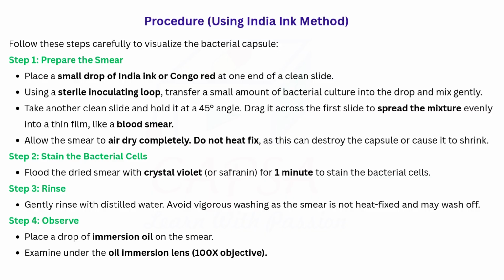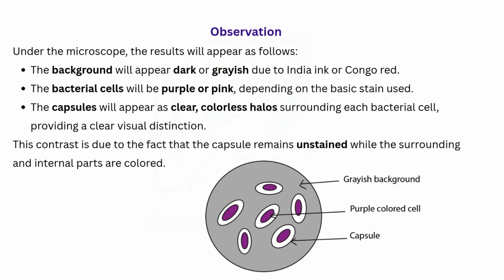Next, stain the smear with crystal violet for about 1 minute. This stains the bacterial cell. Then rinse the slide gently with distilled water and air dry again. Now it's time to examine your slide under the oil immersion lens of the microscope. If done correctly, you will see cells surrounded by a bright colored halo, which is the capsule.